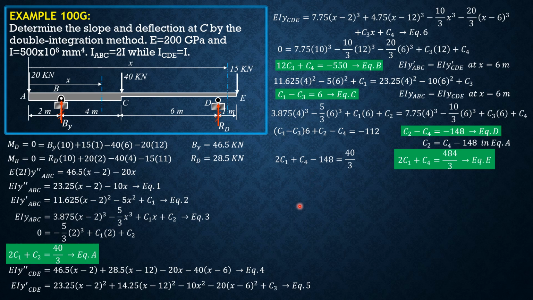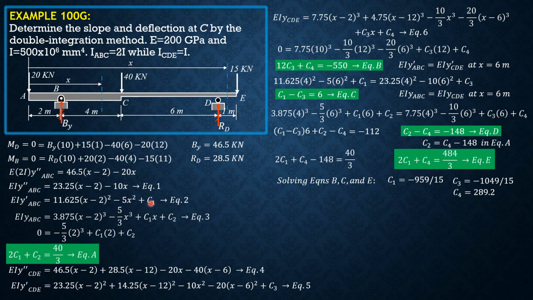Call that equation E. Then we solve equations B, C, and E simultaneously. The unknowns are c sub 1, c sub 3, and c sub 4 for these three equations. So solving simultaneously equations B, C, and E, we have c sub 1 equals negative 959 over 15, c sub 3 equals negative 1049 over 15, and c sub 4 is 289.2.